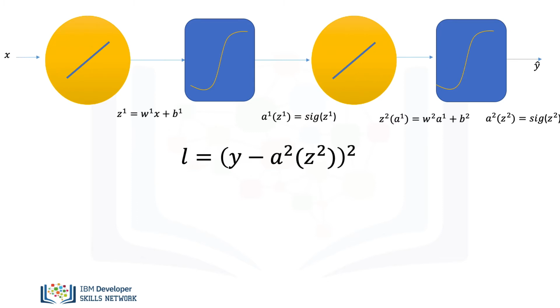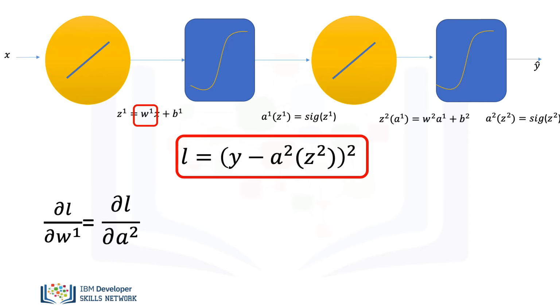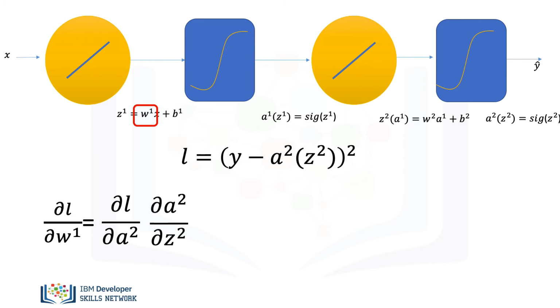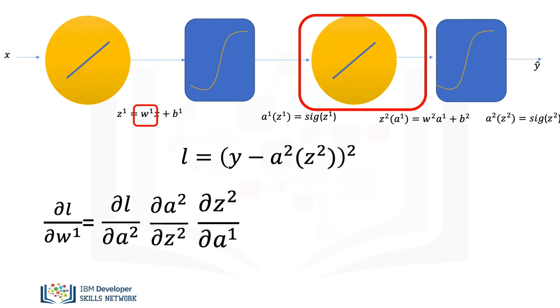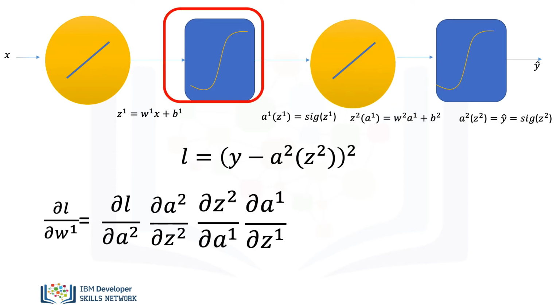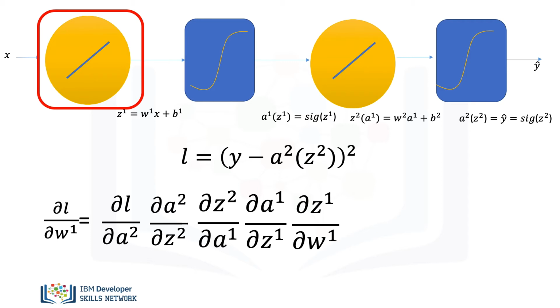Things get a little more complicated when we want to calculate the derivative of the parameter in the hidden layer. As before, we have the derivative of the loss function with respect to the activation on the output layer. Then we have to take the derivative of the activation with respect to the linear input z superscript 2. But instead of taking the derivative with respect to the first weight, we take the derivative of z superscript 2 with respect to the activation of the hidden layer. We then differentiate the activation of the hidden layer with respect to the linear input z superscript 1. Finally, we differentiate z superscript 1 with respect to our final weight, and we get the final expression.